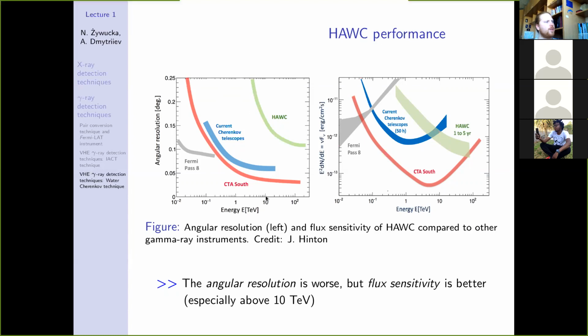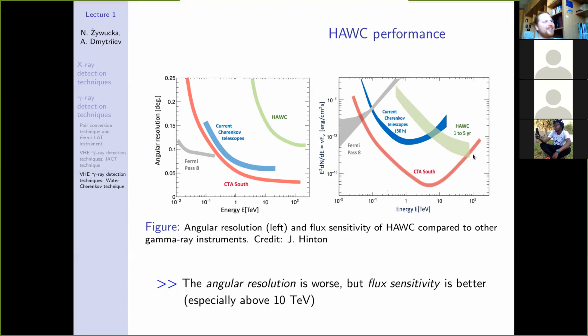So at 10 TeV, for instance, current Cherenkov telescopes can resolve sources up to 0.05 degrees, right? CTA will be able to do better, so 0.03 maybe, while HAWC is like 5 times worse, only at 0.15. So doing imaging with HAWC, you will have much fewer pixels to represent your source, so you'll have much poorer quality images. So that's a drawback.